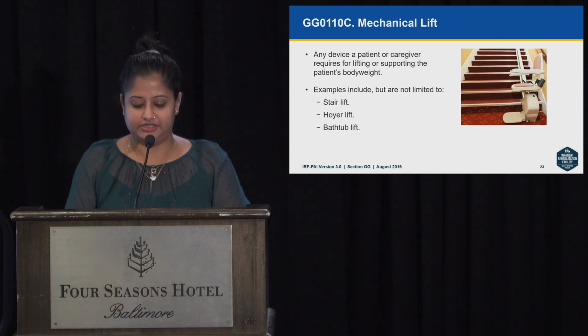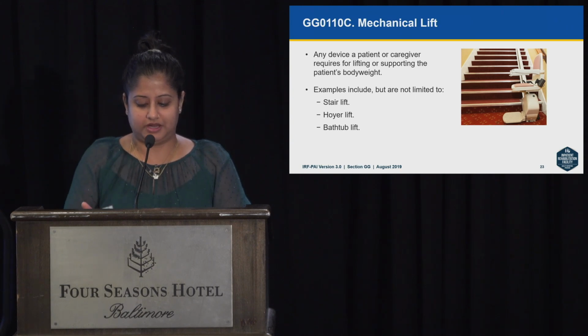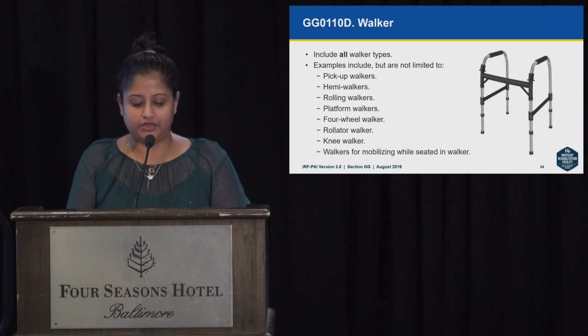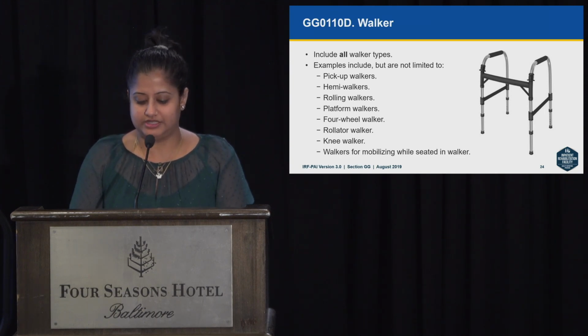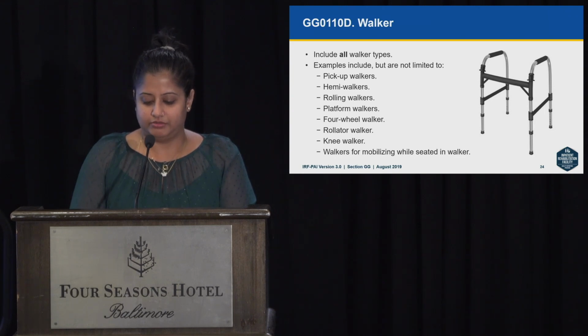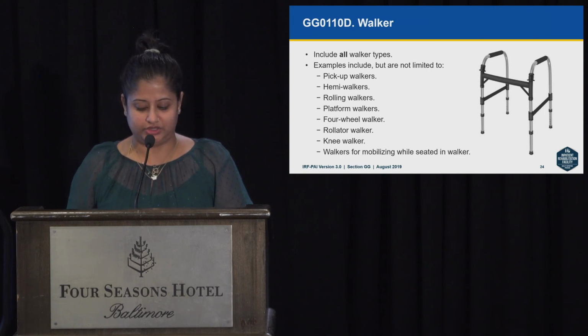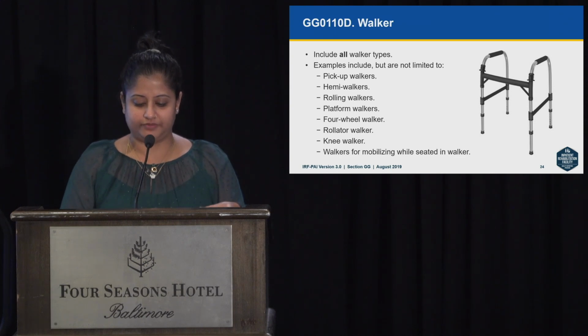GG0110 mechanical lift, this is any device a patient or caregiver requires for lifting or supporting the patient's body weight. A limited list of examples are on this slide, and they are stair lift, Hoyer lift, or bathtub lift. For GG0110 walker, we do include all walker types, but this is not an exhaustive list. So there are pickup walkers, hemi walkers, rolling walkers, platform walkers, four-wheel walkers, rollator walkers, knee walkers, and walkers for mobilizing while seated in a walker.